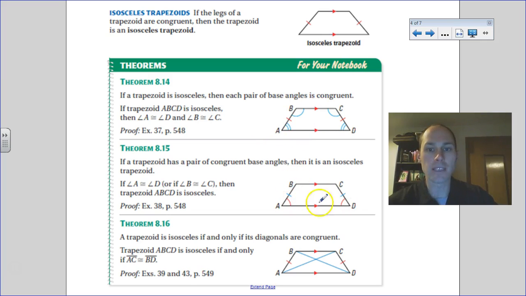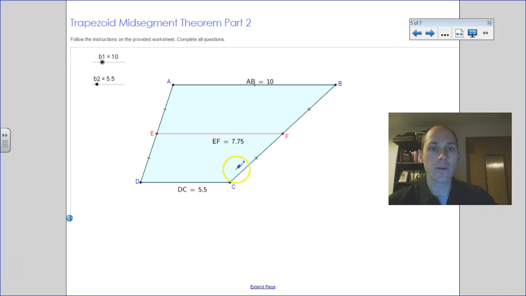So if congruent base angles, we know that it's going to be an isosceles trapezoid. And an isosceles trapezoid also has congruent diagonals, as we also saw on GeoGebra. These are important things to remember and take note of. Another thing we want to take a look at is what's known as the trapezoid mid-segment theorem.